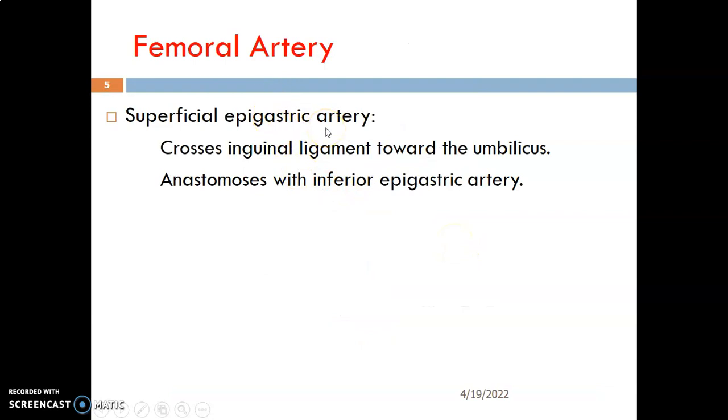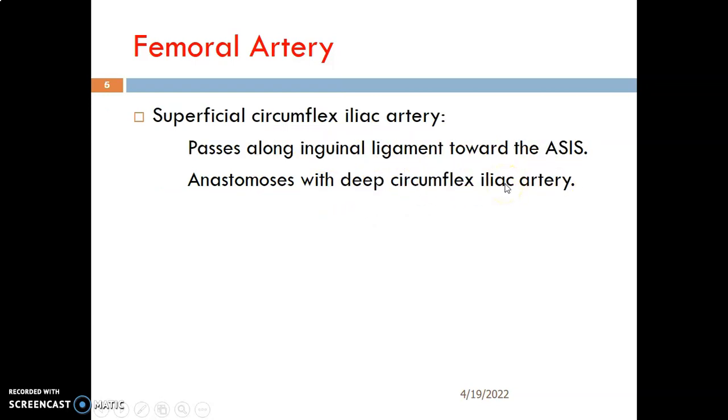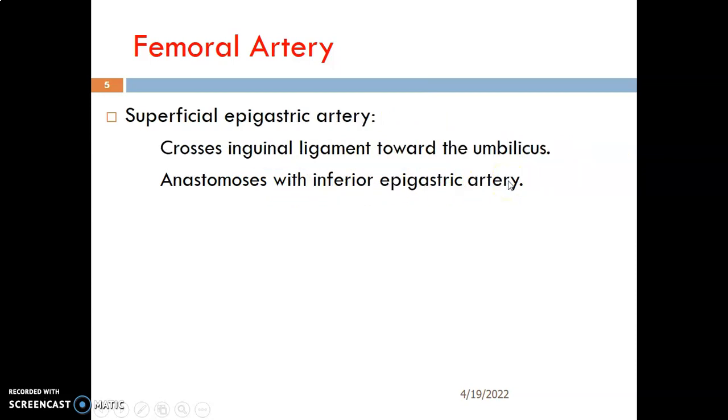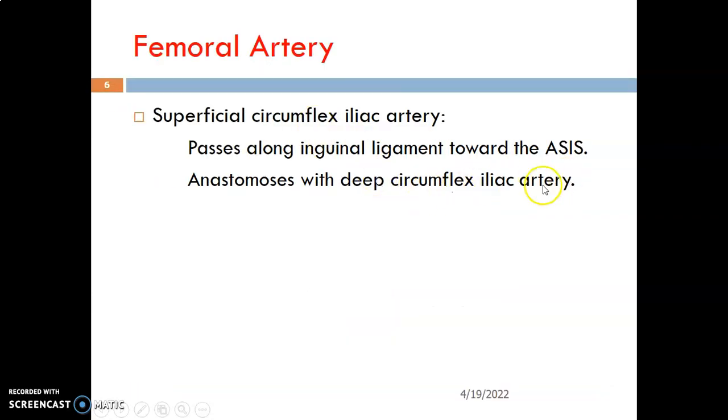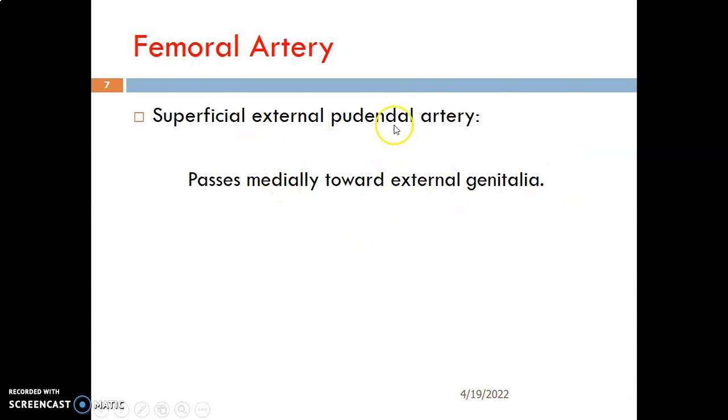So superficial epigastric artery crosses the inguinal ligament towards the umbilicus. It anastomoses with inferior epigastric artery, while the superficial circumflex iliac passes along the inguinal ligament towards the anterior superior iliac spine and anastomoses with deep circumflex iliac artery. Okay, so this superficial epigastric anastomoses with inferior epigastric, and superficial circumflex iliac anastomoses with a deep circumflex iliac artery. Superficial external pudendal artery passes medially towards the external genitalia.